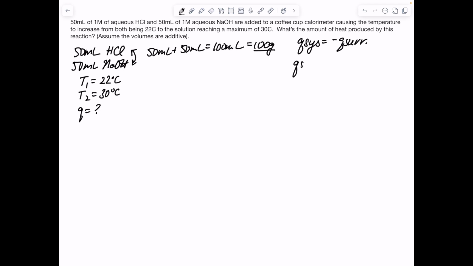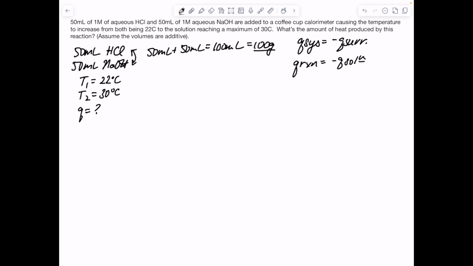That's where it gets a bit confusing. But what you can do is actually write this Q system equals negative Q surroundings in a different format now. Now it becomes Q reaction equals negative Q solution. So that's how I want you to see this type of question. When you're beginning to add compounds and you're creating a solution, see here it even tells us the solution, immediately you want to switch to this. Q reaction equals negative Q solution. And this will become much, much easier to process.